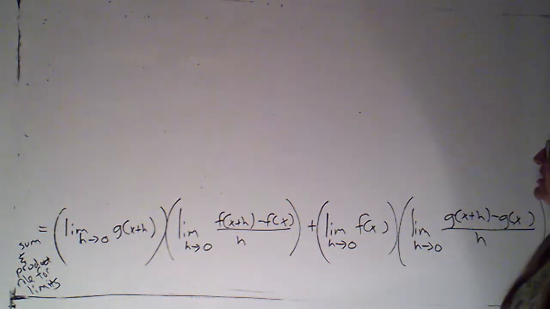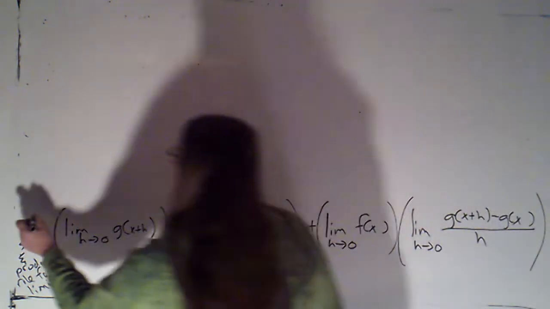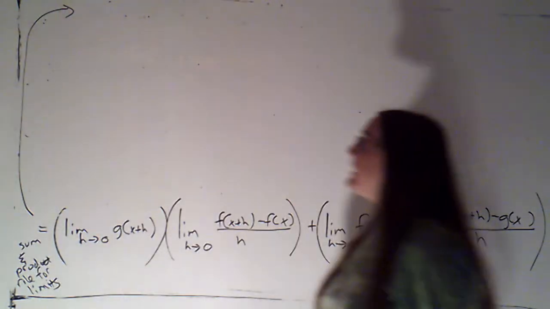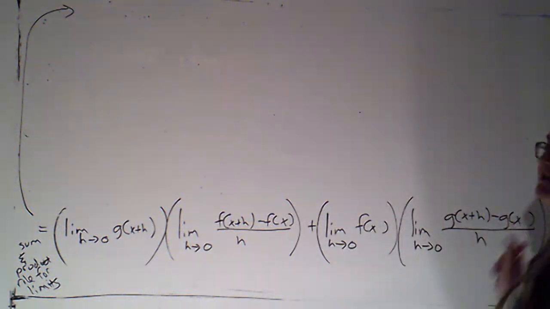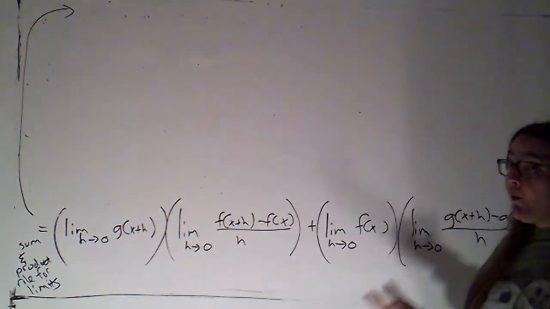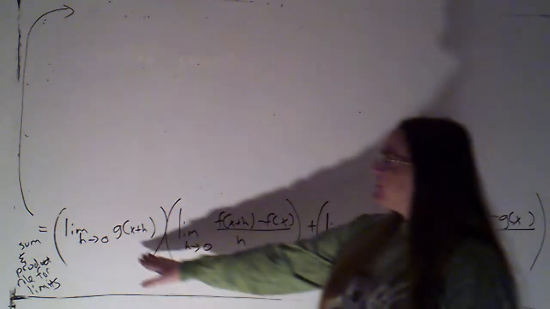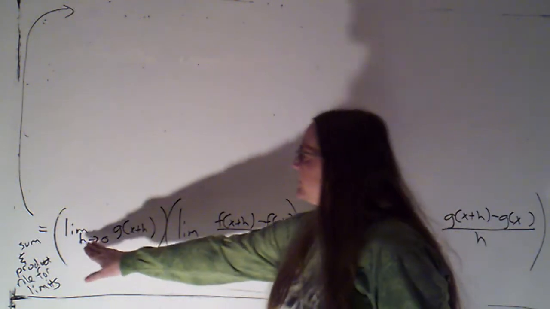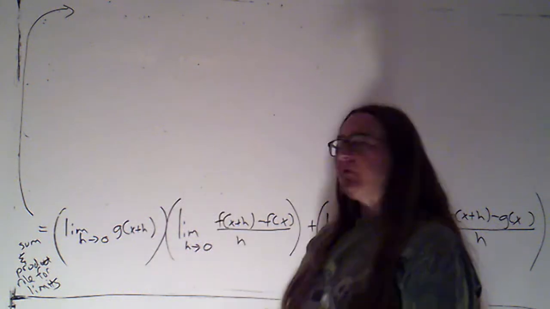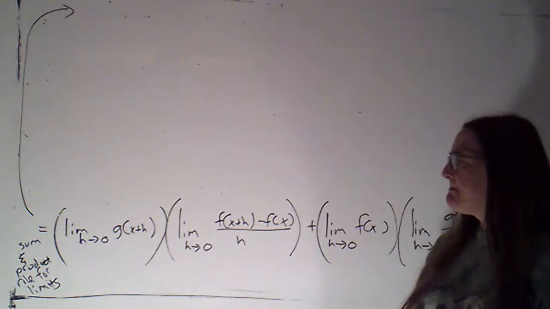Okay, what we're going to do is bump up to the top of the board and evaluate each one of these four limits. We're going to have four different reasons for what we get. So for this first one, the limit as h goes to 0 of g of x plus h.